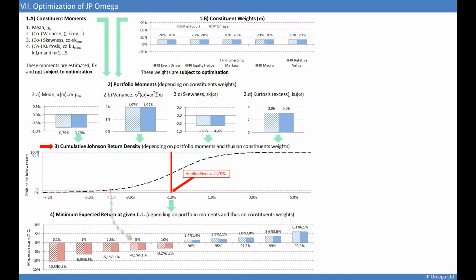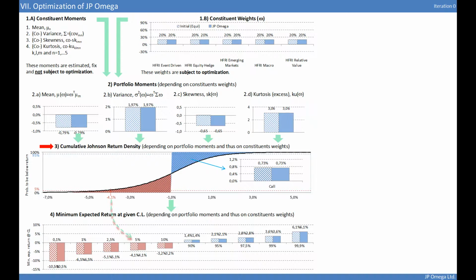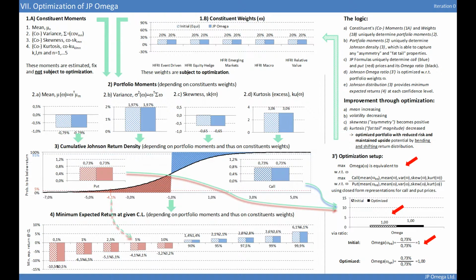A hurdle which equals the mean is introduced. The hurdle separates the blue area from the red area. The blue area measures the upside potential, and is calculated as Johnson call. The red area measures the downside risk, and is calculated as Johnson put. The put price can be interpreted as the price of an insurance against returns below the mean. The call over put ratio is called Johnson Omega, which is initially equal to 1 by definition of the mean.